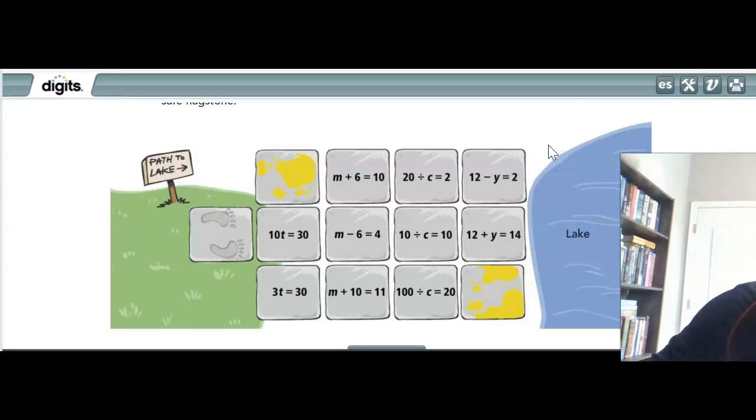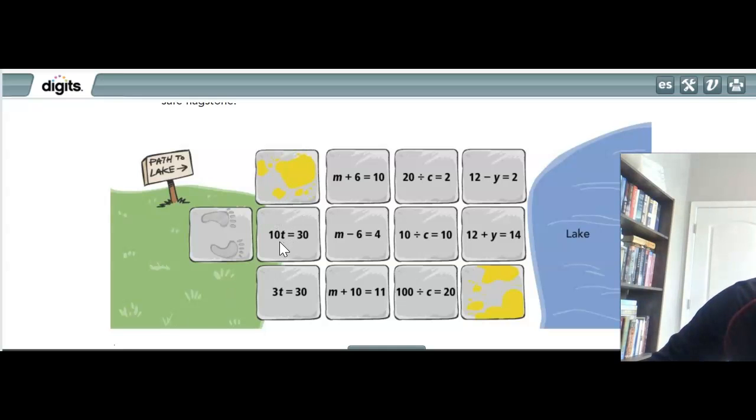So at this time, go ahead and try to solve for these variables. Which variable could have a solution of 10? All right, let's hope that we do not get hit by any paintballs here.